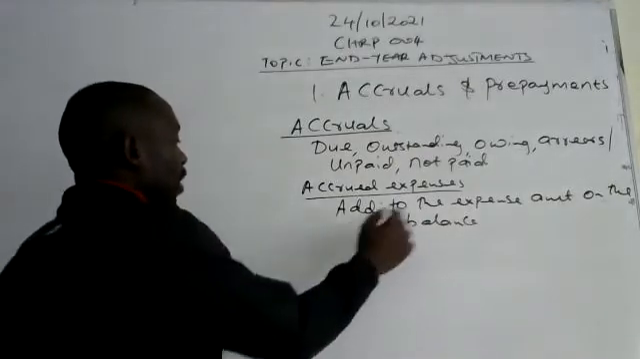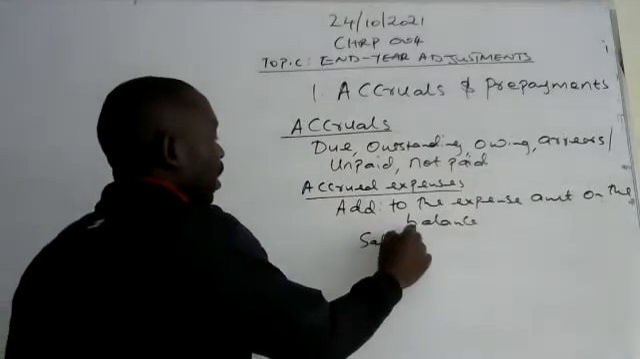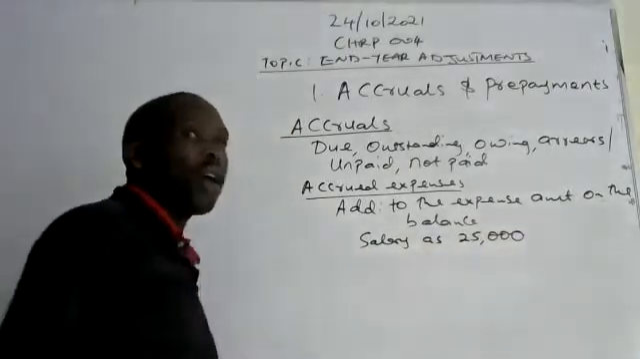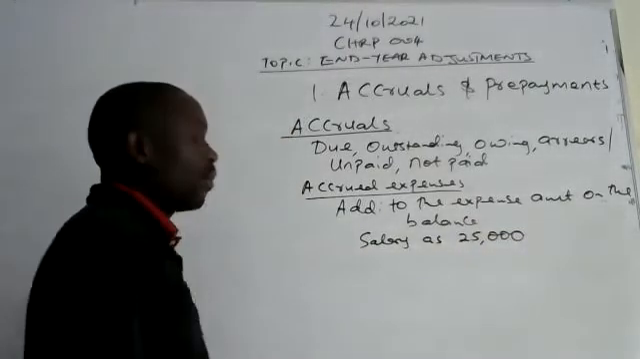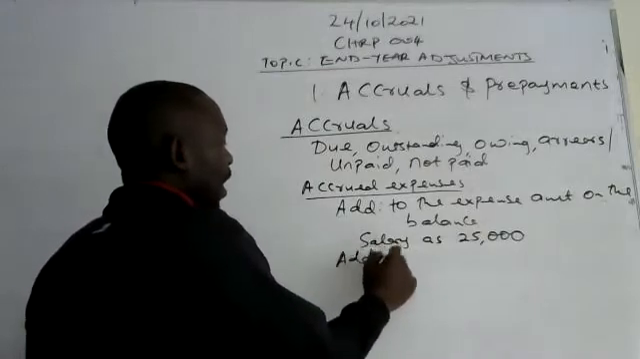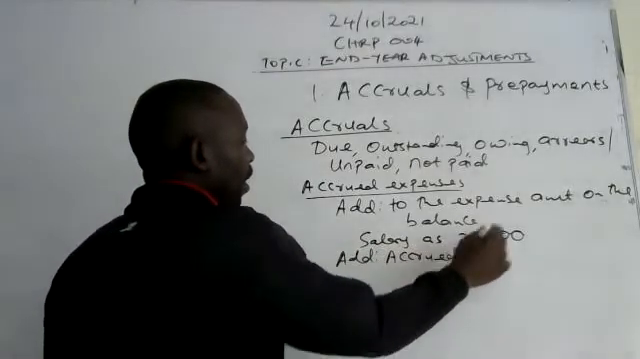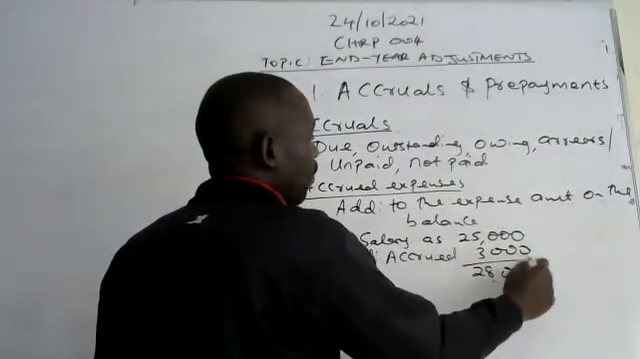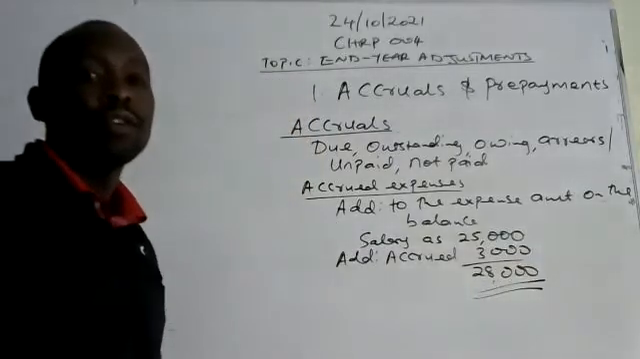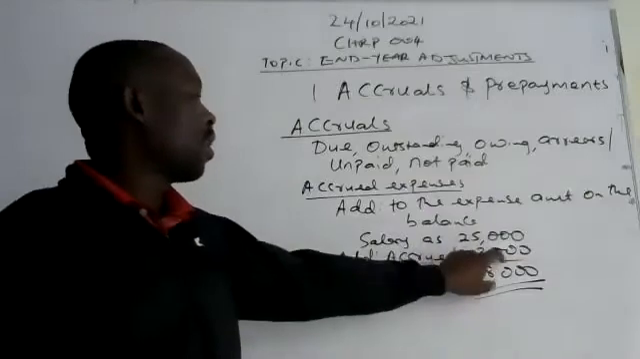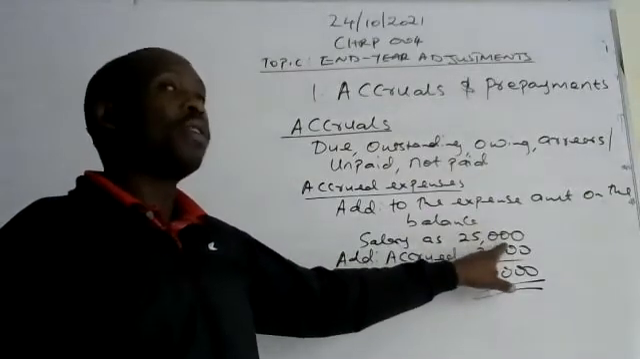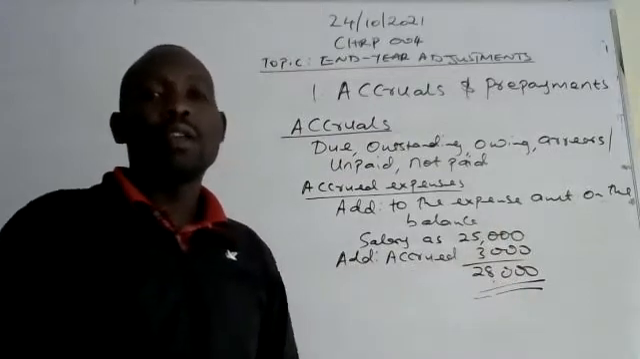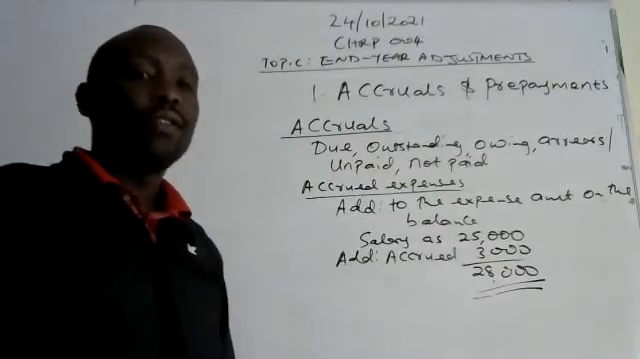So if, for example, it was salaries, in the trial balance, we are given the figure for salary as maybe 25,000. Then we are told that we have got accrued salary of 3,000. So that accrued amount we normally add to the salary that we have been given, so that now we say in that particular financial period, we were supposed to pay a total of 28,000, and this 28,000 is what we shall use. We shall not use the 25,000 that was given in the trial balance, but we shall use the 28,000, which is the total salaries that were supposed to be paid in that financial year.